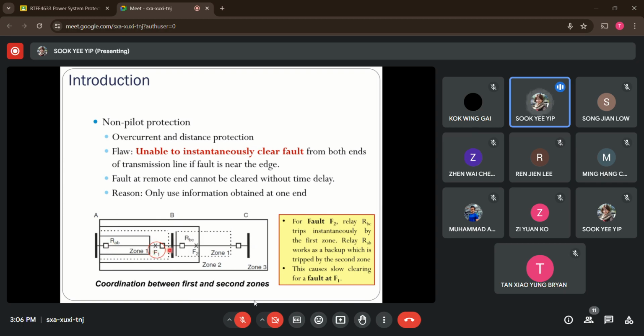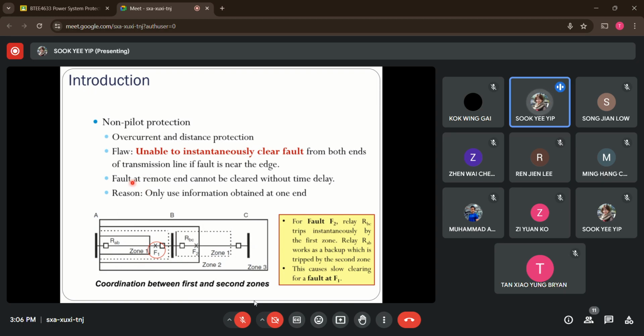So right now you can see, right, this fault that occurs at the edge of the line will only be covered by the backup protection of this distance relay. All right. The reason it's set this way is due to the underreach setting of the first zone. So with such a case, for those faults that occur at the edge of the line, we will have a delay in tripping the fault, as it is relying on the second zone of protection.